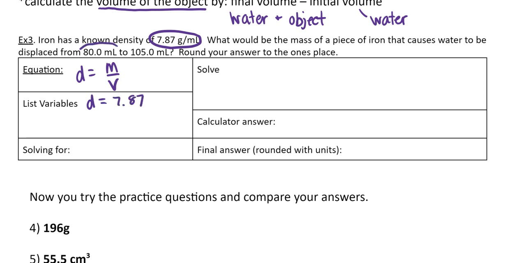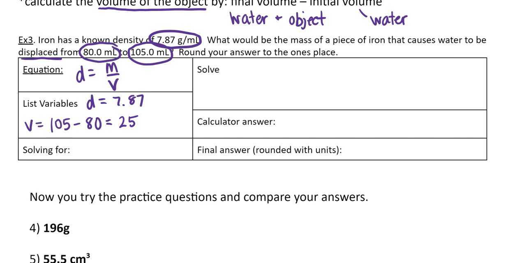But then over here, they gave me 2 milliliters, they gave me 2 volumes. And notice it says that the water was displaced. So to determine that volume, I have to subtract those two numbers. So I need to do the 105 minus 80. That's the volume that we're actually going to use in our equation. And so that gives me 25.